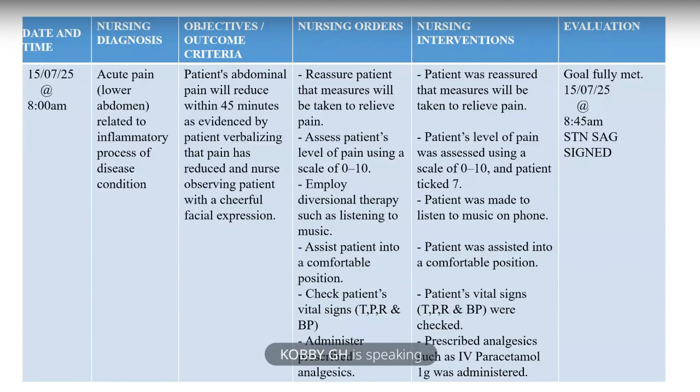So: patient's abdominal pain will reduce within 45 minutes, as evidenced by A, patient verbalizing that pain has reduced, B, nurse observing patient with a cheerful facial expression. That one too is not wrong. Now let's look at the nursing orders for pain. Reassure patient that measures will be taken to relieve pain.